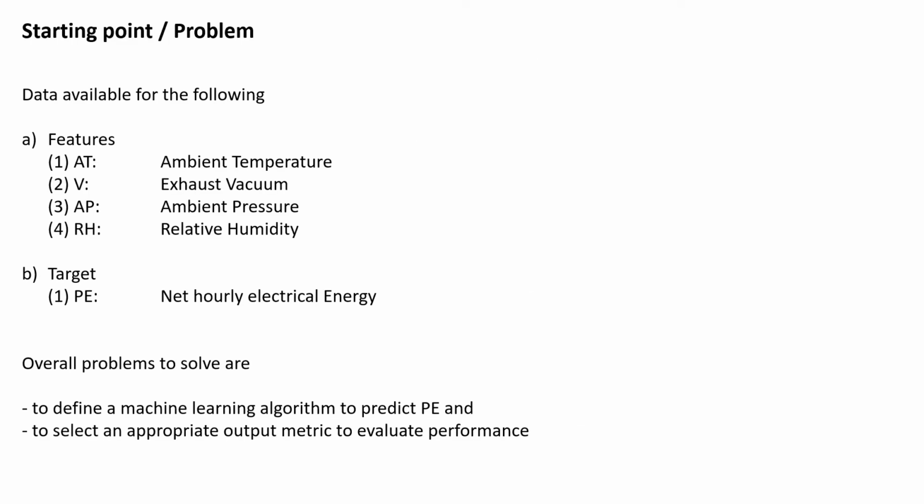Let's start by spending some words about the starting point, respectively the problem that has to be solved. We have received data. That means data were available for the following features. These are 4 features: temperature, vacuum, pressure, humidity, and we have one target output, which is the electrical energy.